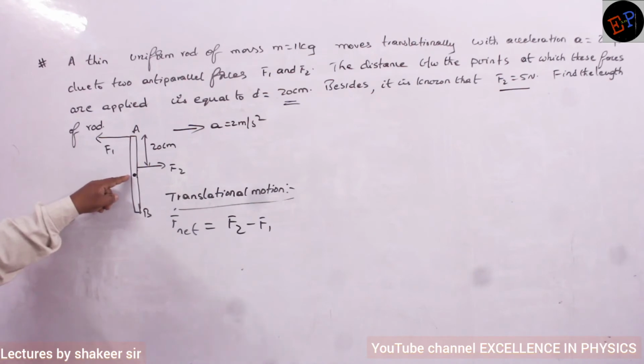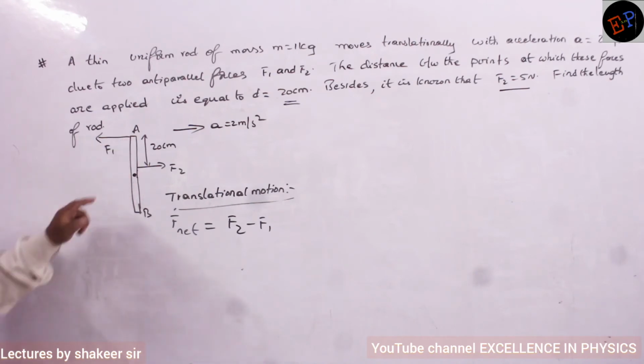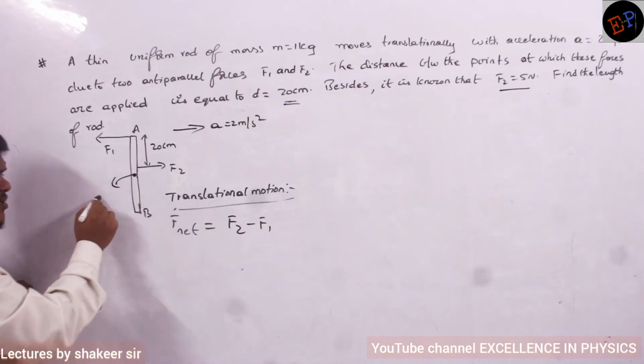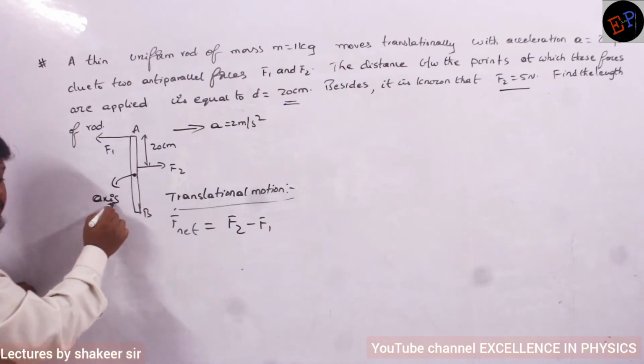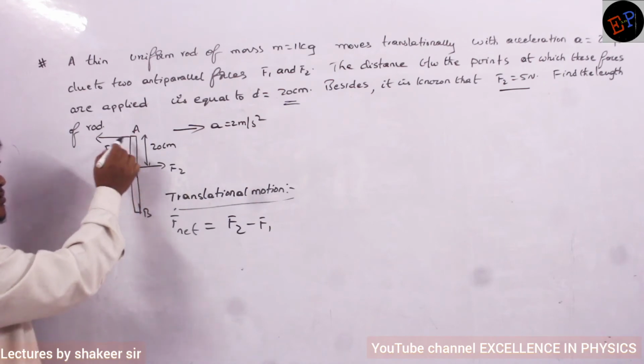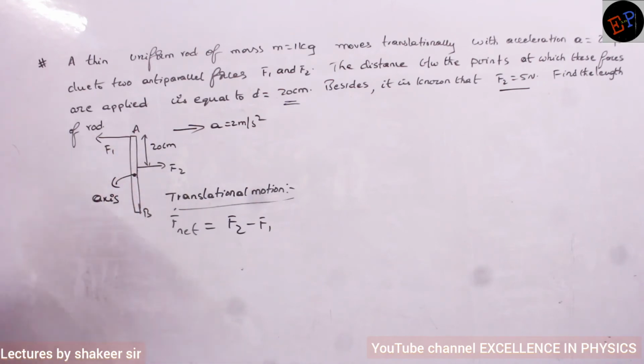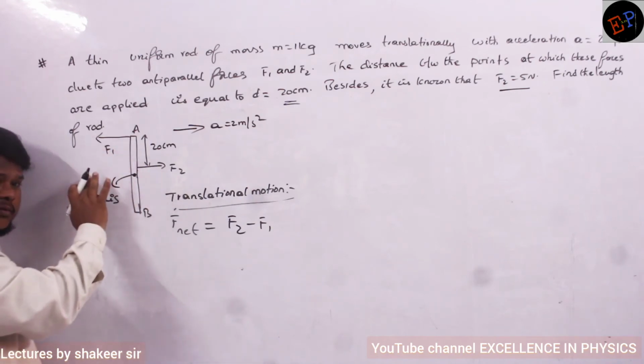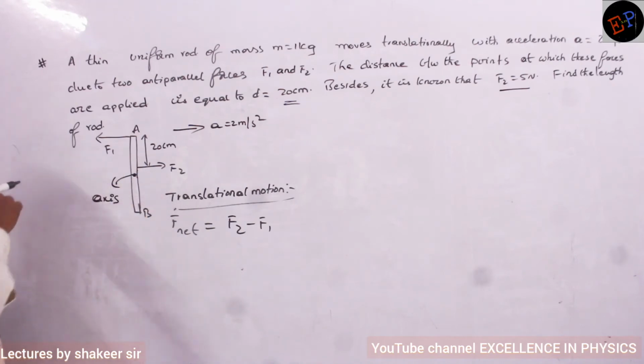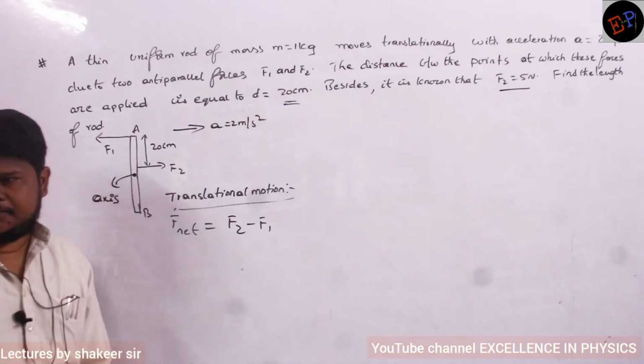So the force which is at a large distance from the axis of rotation, if I consider this one to be my axis of rotation, the center of the rod, clear? Then F1 is present at a large distance. So F1 will produce more torque when compared to F2. So automatically the rod will rotate.